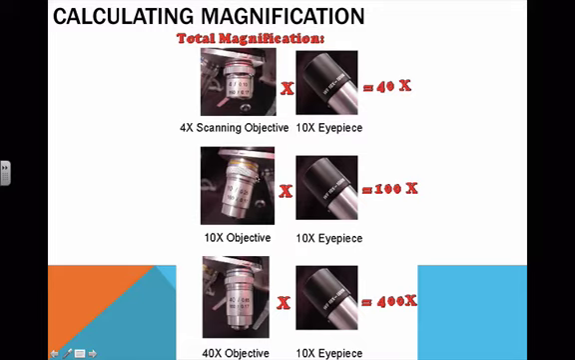Our middle power, or middle objective, gives us 10 times the magnification. So we take 10 times 10 equals 100. And then our highest power objective lens is 40. So we take 40 times 10, which is 400. And that's how you'll figure out the total magnification of your microscope.